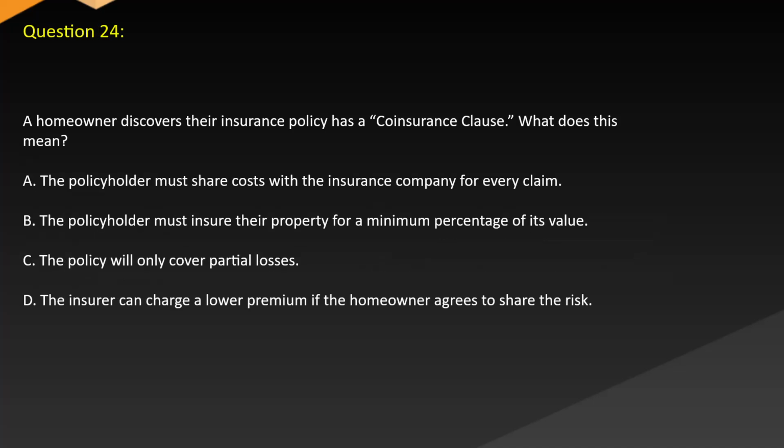Question 24. A homeowner discovers their insurance policy has a coinsurance clause. But what does this mean? A. The policyholder must share costs with the insurance company for every claim. B. The policyholder must insure their property for a minimum percentage of its value. C. The policy will only cover partial losses. D. The insurer can charge a low premium if the homeowner agrees to share the risk.